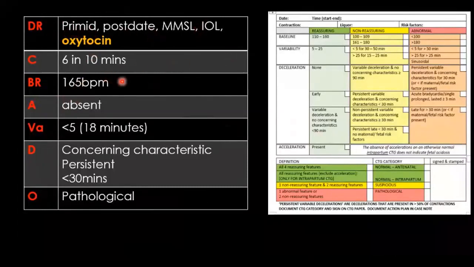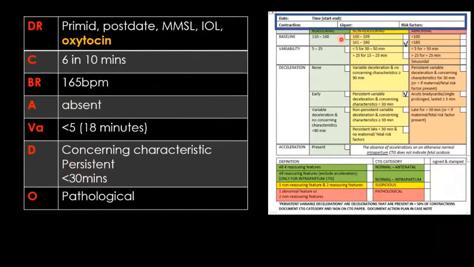Contraction is 6 in 10. The baseline heart rate is in the non-reassuring column. There is no acceleration, which doesn't mean it must be abnormal, but never mind. Look at the variability, it is less than 5, but for 18 minutes, you still cannot put it inside the yellow color. There's no place for you to put it. Never mind, we continue with the deceleration. It has concerning characteristics, it is persistent, but it is less than 30 minutes.